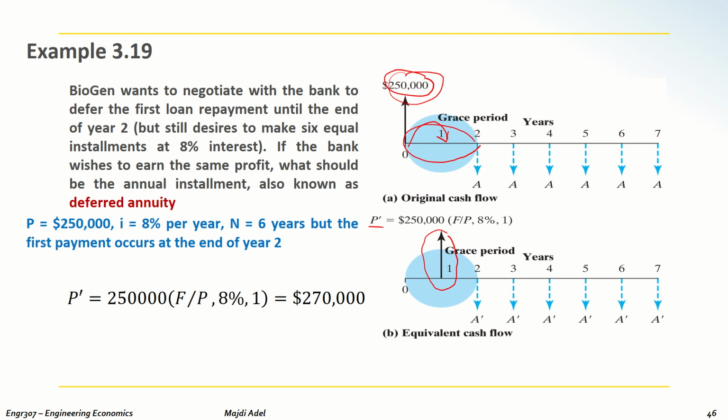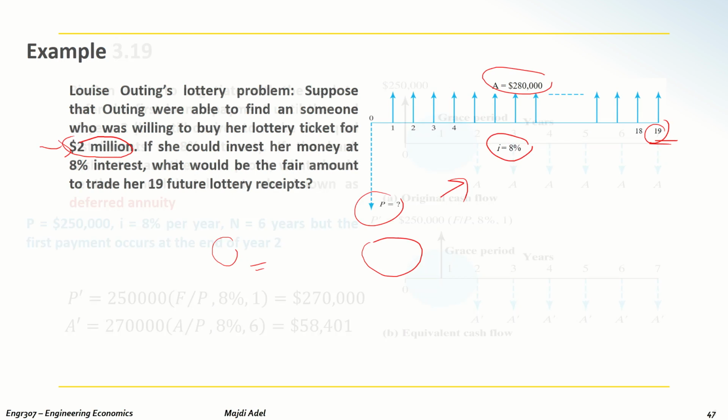The actual loan taken by Biogen is $270,000, because of this grace period. Now our present value is $270,000. Calculate A given P, i, and n, and just plug in the numbers. The answer is $58,401.